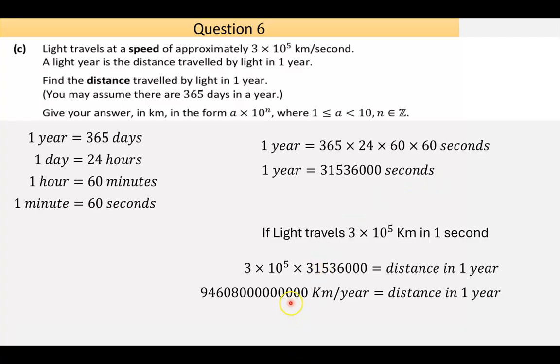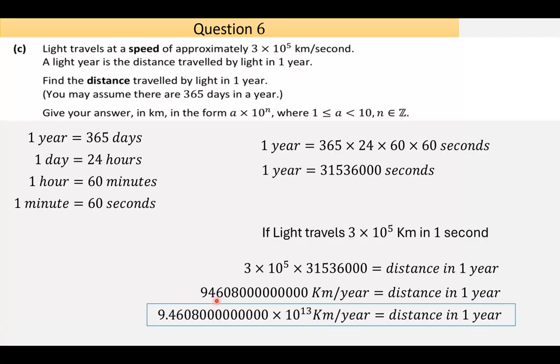Every 3 is 1,000, a million, billion, trillion. So it's actually over 94 trillion kilometers per year, which is a phenomenal distance, which is why space is so cool, but also so hard to understand. The numbers just get so big so quick.